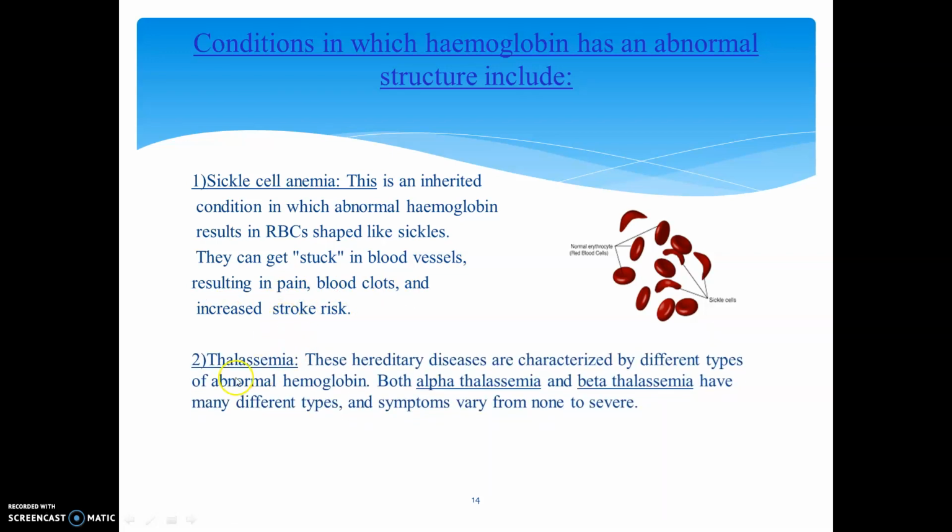So the second one is thalassemia. These hereditary diseases are characterized by different types of abnormal hemoglobin. Both alpha and beta thalassemia have many different types, and symptoms vary from none to severe.